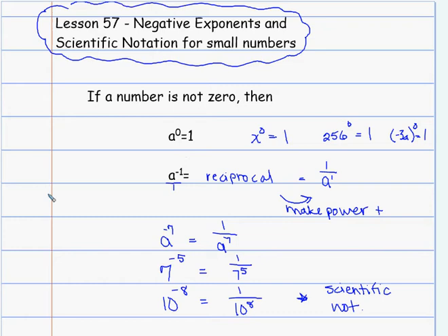Now, having said that, the sign of the number does not change. Meaning the sign of the base does not change. Notice in any of these, I did not make this a negative number. This is not negative 1 over 7 to the 5th power. It's not going to change to a negative.